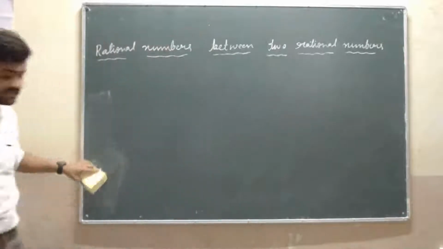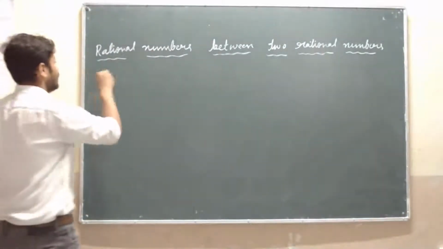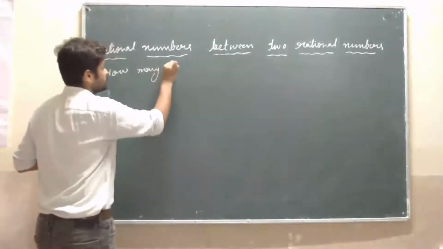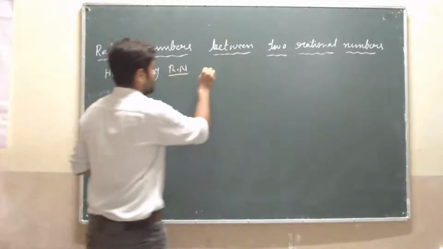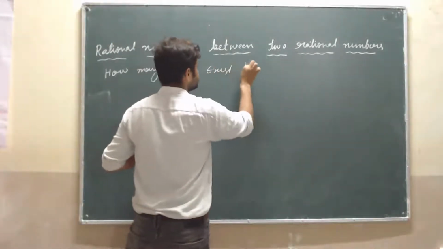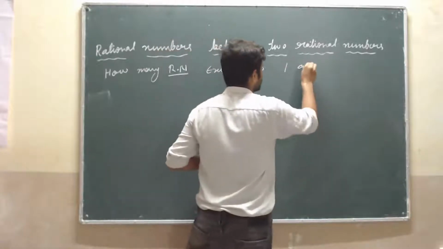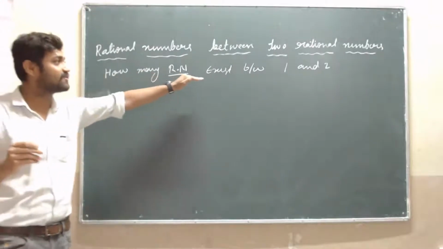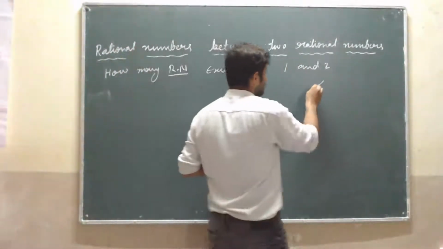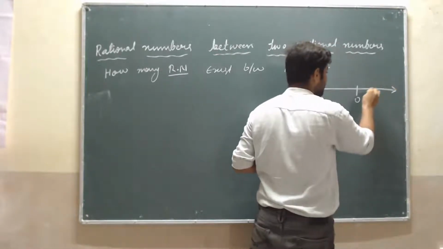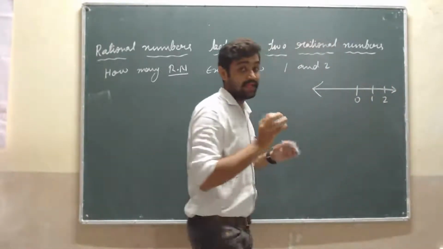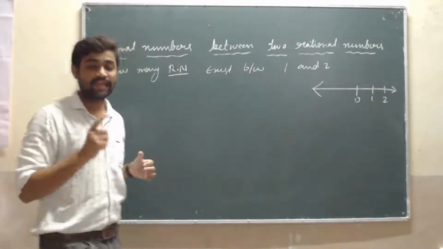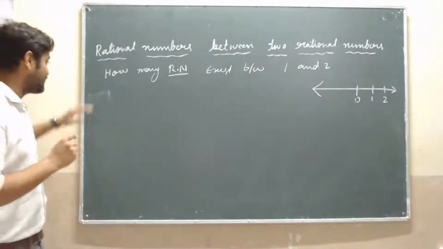Let's take one example. Find out how many rational numbers exist between 1 and 2. Okay, this is the question. We have to find out how many rational numbers will exist between 1 and 2. We know that the number line will be like this, and 0 is here, 1 will be here, and 2 will be here. Can you guess how many? Yes, I will explain later.